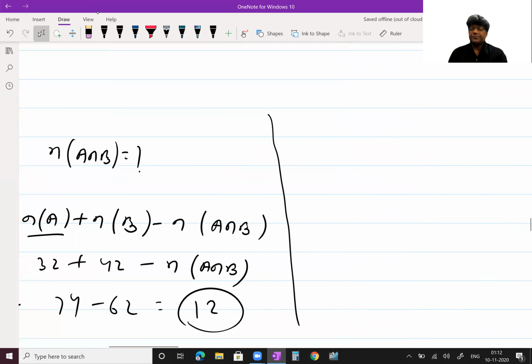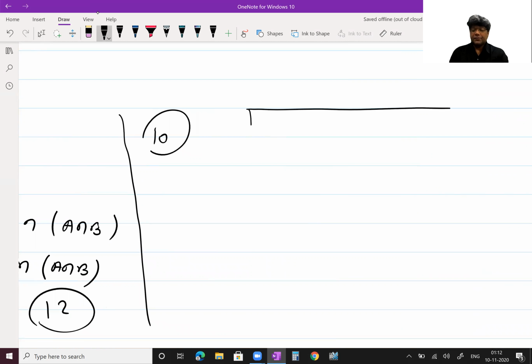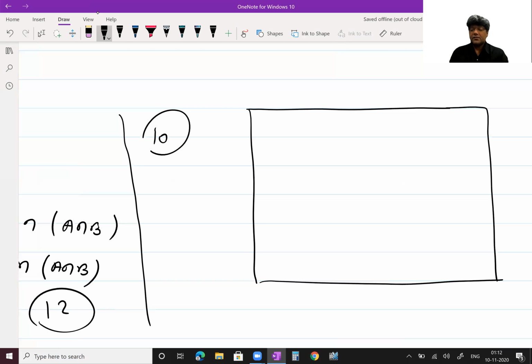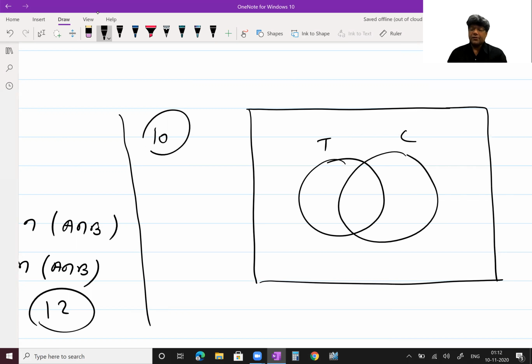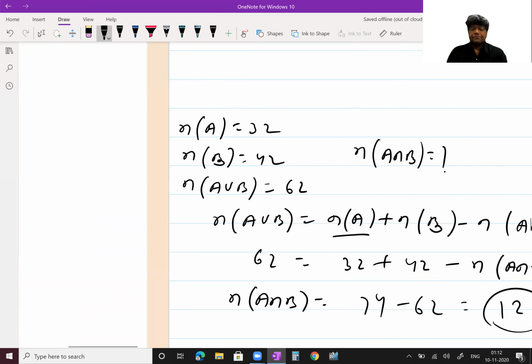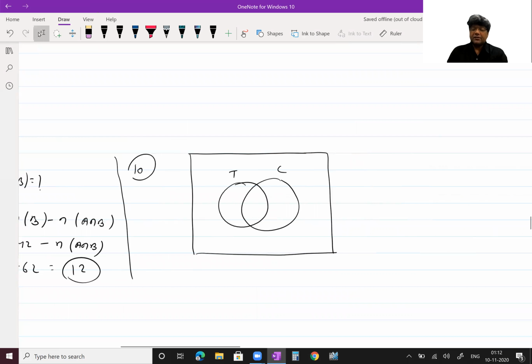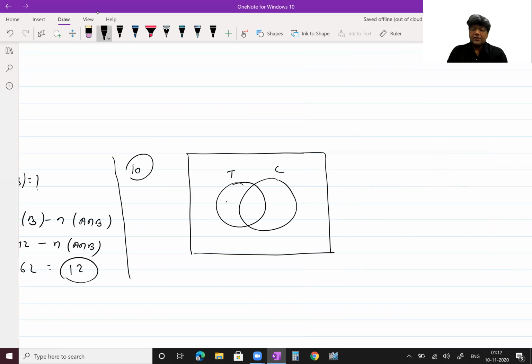See, tea and coffee. So we will draw two circles, one for tea, other for coffee. Question is saying total 20 children, 8 drink tea but not coffee. Guys, drink tea but not coffee. This is the portion, tea but not coffee.